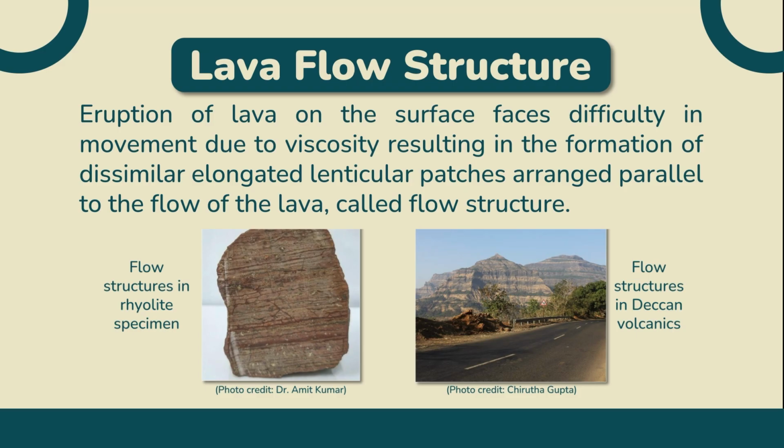This is flow structure. This is an example of a rhyolite in which you can see the flow structure. Here the flow structure is on a larger scale and the thickness of the flow structure is much higher, whereas the flow structure is thinner here. Each layer is very thin here in the case of rhyolitic lava flows.